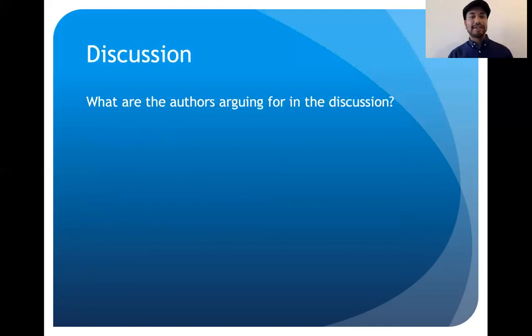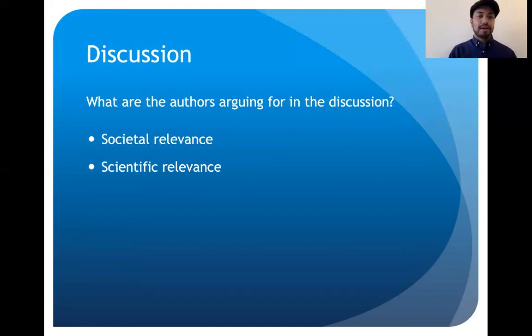And then finally, we have the discussion section. Now, what are they arguing for in the discussion section? Again, the societal relevance. We had that already in the introduction. You're going to say, I contributed to society with my research in this and this way. The scientific relevance: I contributed to science in this way. The plausibility of the hypotheses.